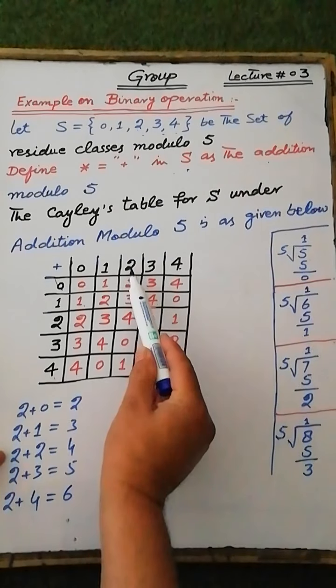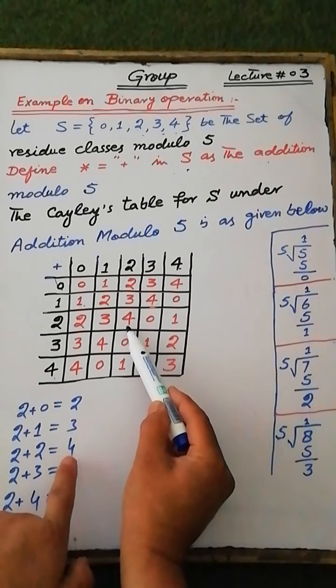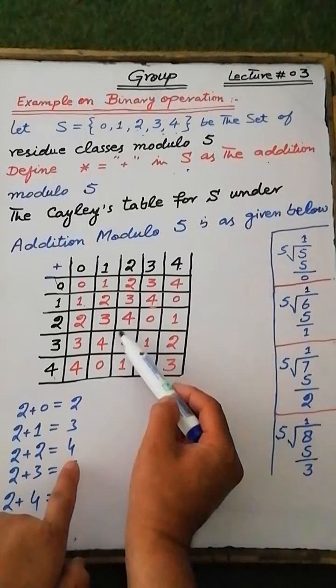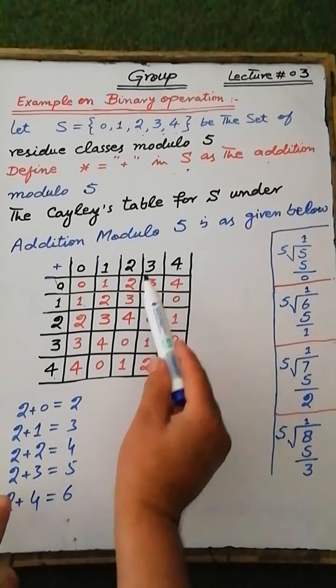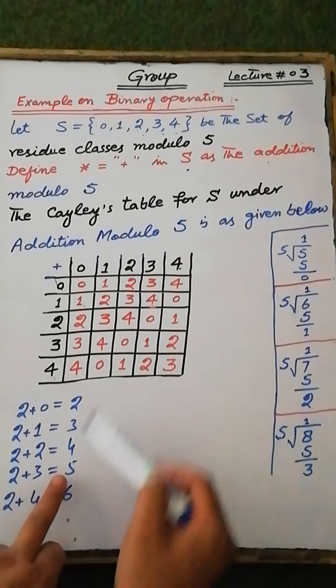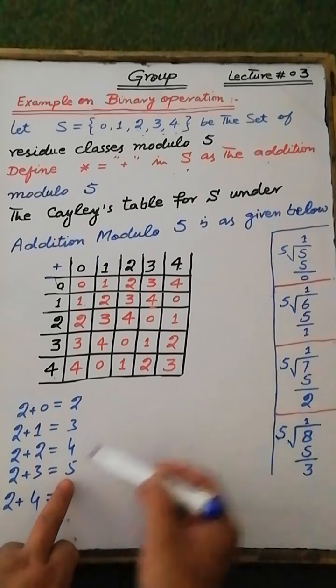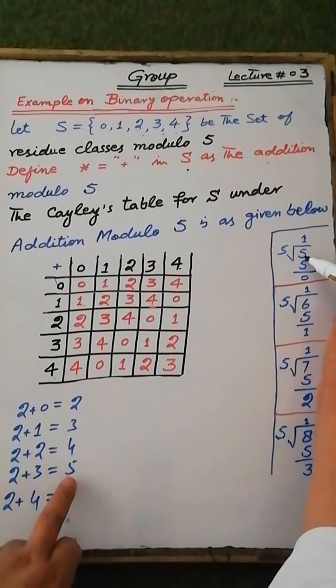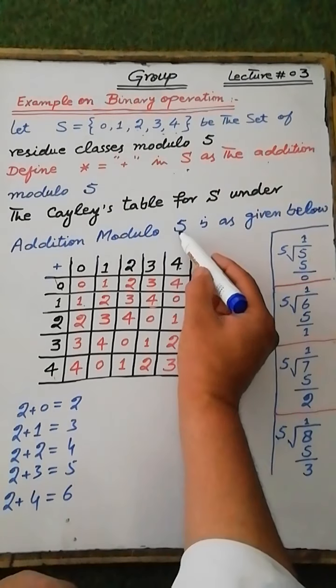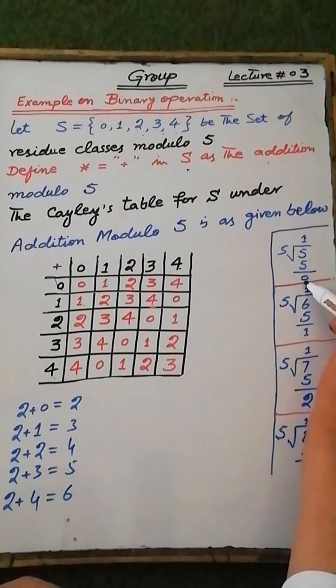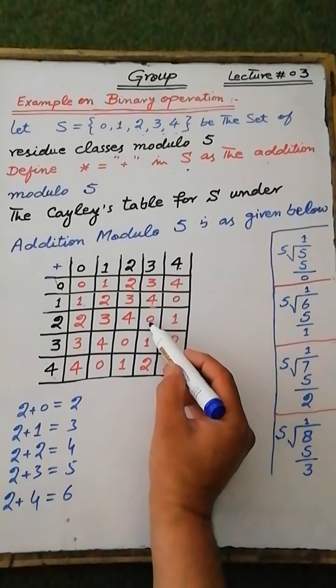2 plus 2, the result is equal to 4, which is less than 5. We write this result here. And 2 plus 3 is equal to 5, which is equal to 5. Therefore, we divide this result 5 by this 5. The remainder is equal to 0. We write here the remainder.